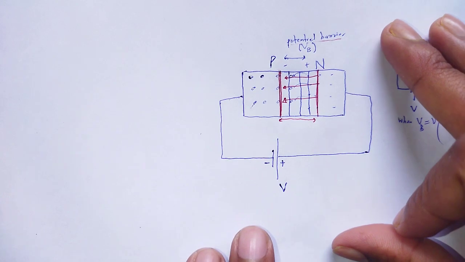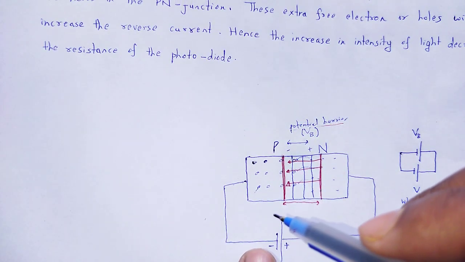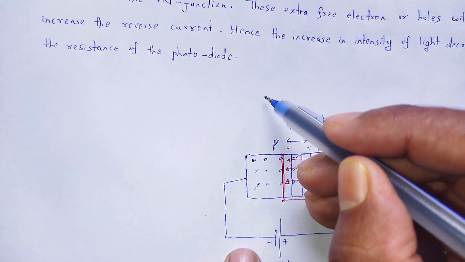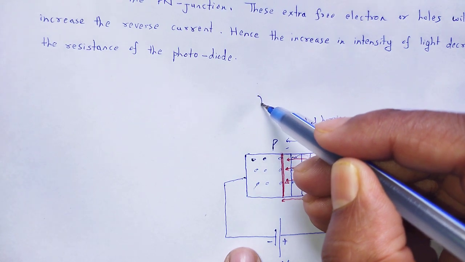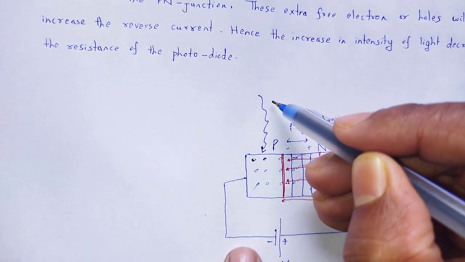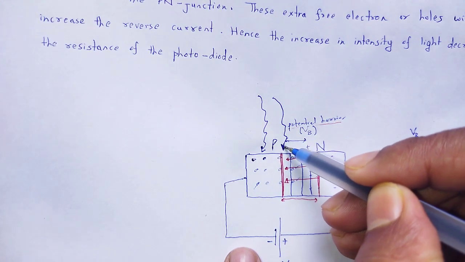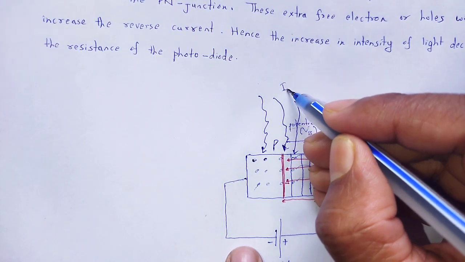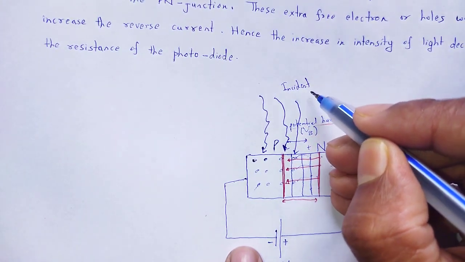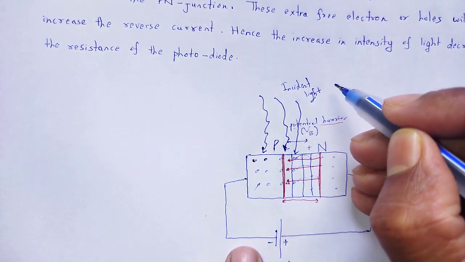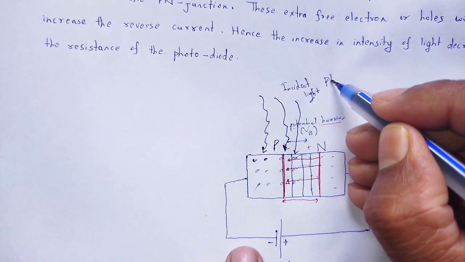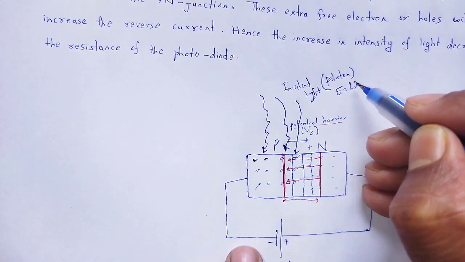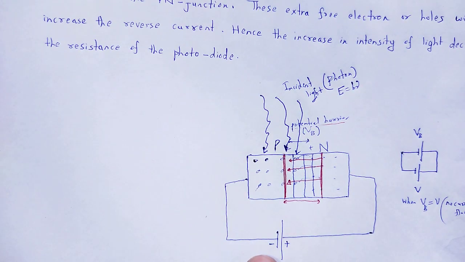For that, we have to introduce incident light. We know light is nothing but the energy of photons, and the photon energy is equal to h nu, where h is Planck's constant and nu is the frequency.